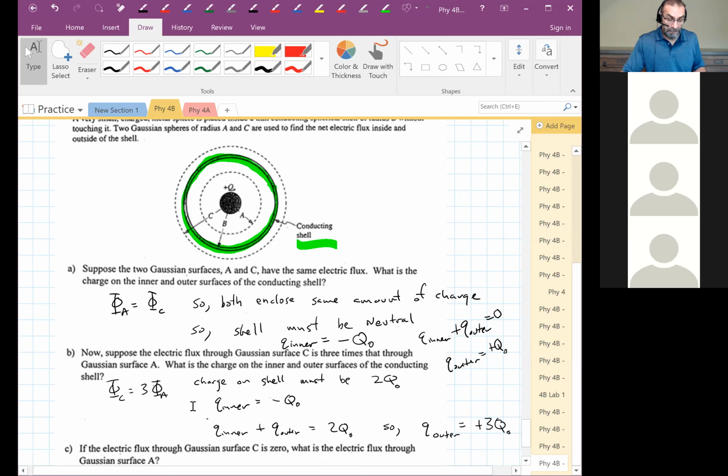So we know that A has positive Q inside of it, and C has 3 times that amount inside of it, 3Q. So C also has the same Q that A had. So where is the extra 2Q coming from? Has to be from the shell.